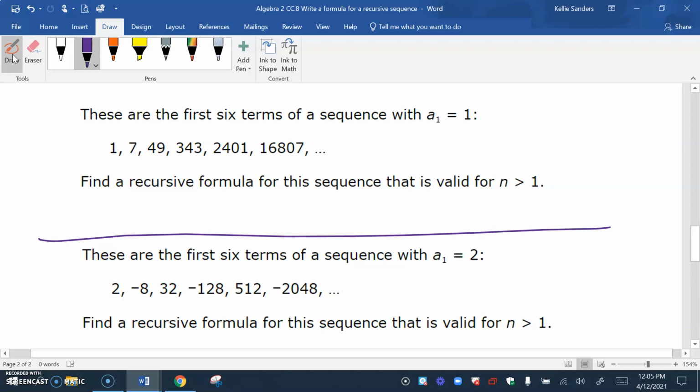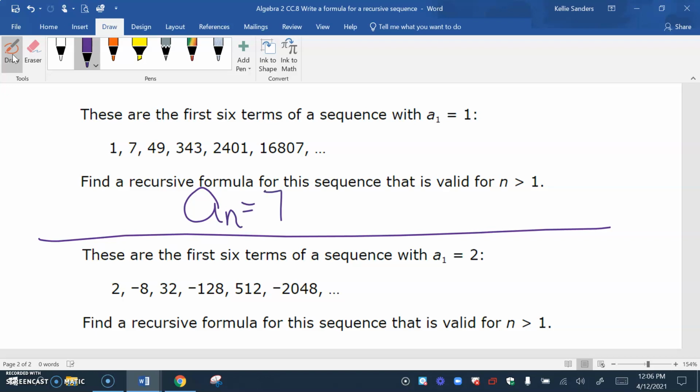1, 7, 49, 343, 2401. We're multiplying, and this isn't giving us multiple choice. You're going to have to actually type it in, and when you type it, you're going to have to be very careful. So the term that we want, which is a sub n, equals 7 times a sub n minus 1, where n minus 1 is the term that's right before the one that you're getting.